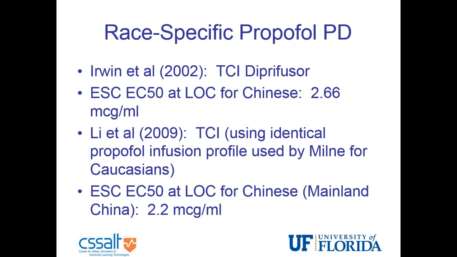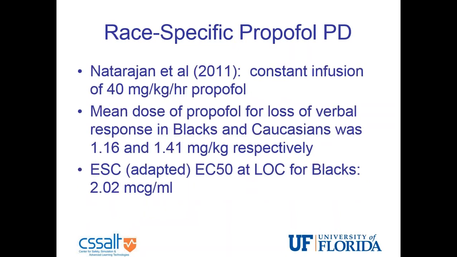And it turns out Lee did a better job in estimating the EC50 for Chinese patients. It was a bigger study. It was 450 patients in 5 hospitals in Beijing, and they came up with a value of 2.2. Natarajan did a study comparing blacks and whites in Britain, and he found that the blacks were more sensitive to propofol than whites, requiring only 1.16 milligram per kilogram for the mean dose for lesser verbal response compared to Caucasians at 1.41.